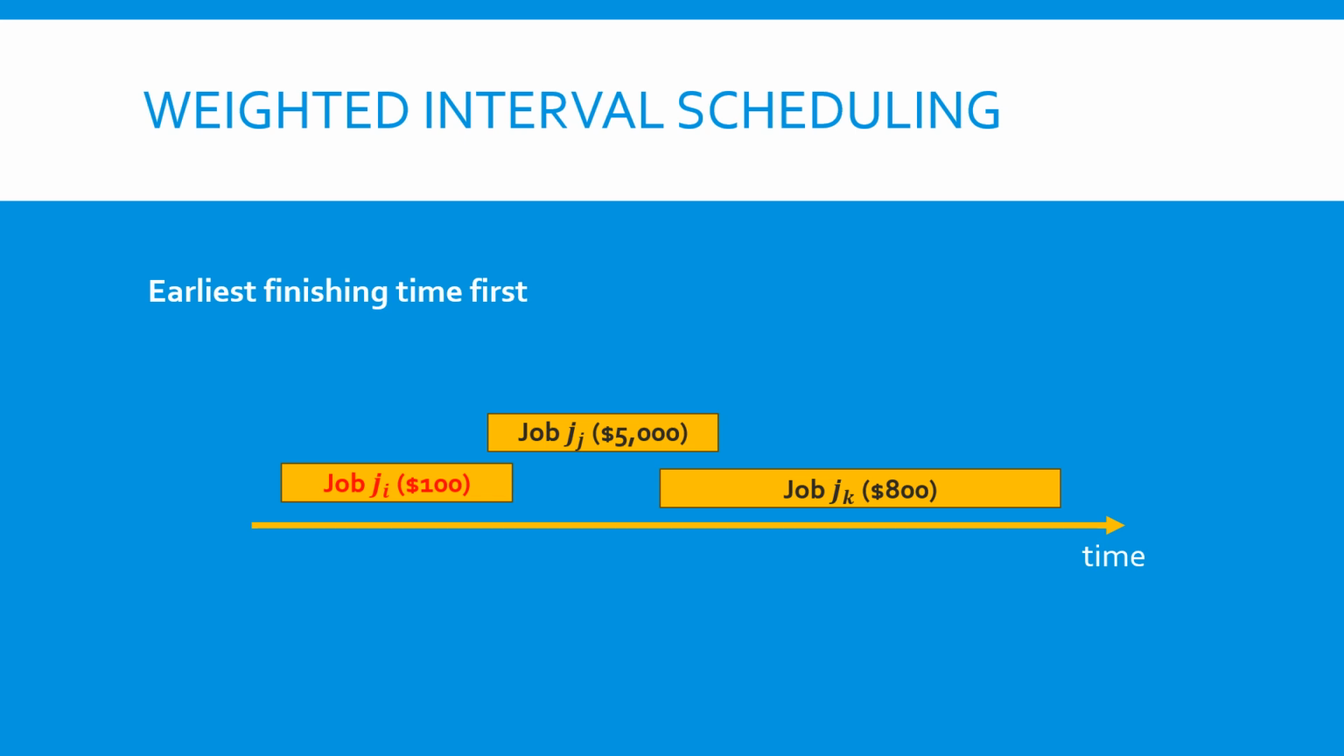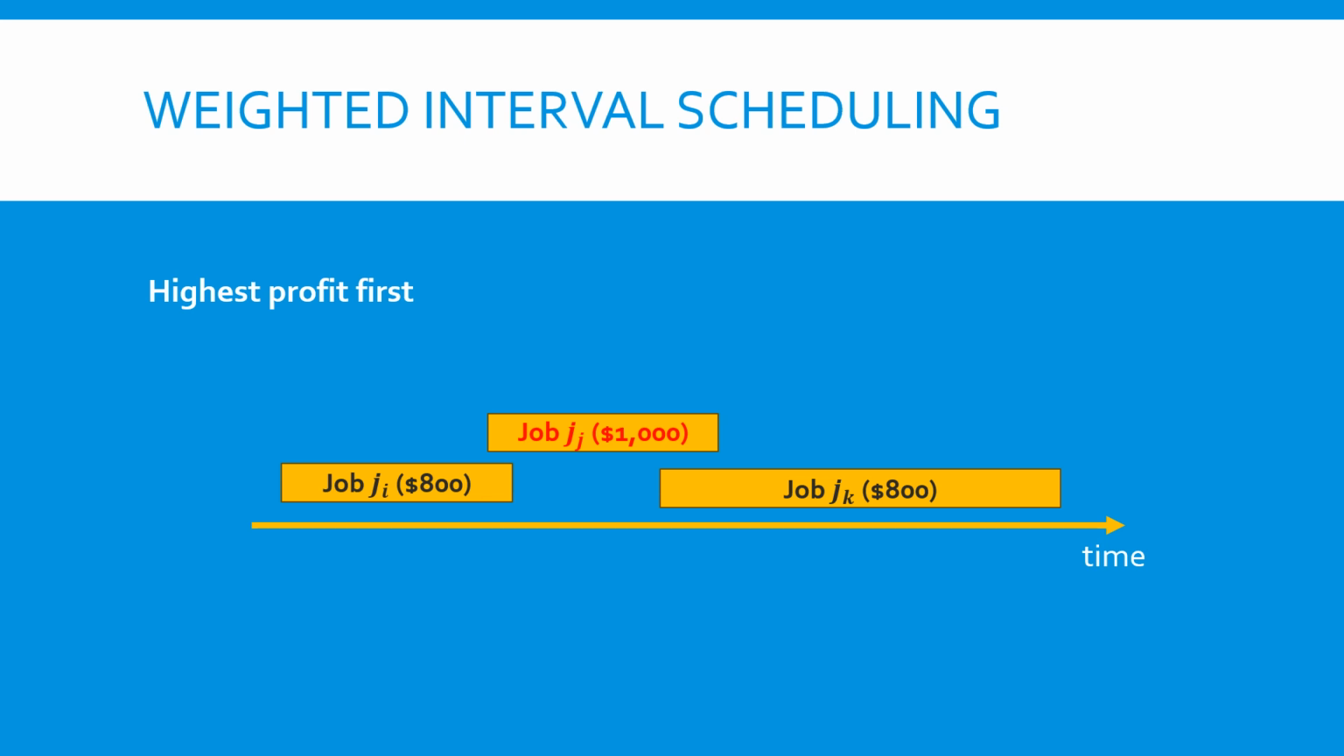Consider the instance shown in the figure. When applying the earliest finish time first criterion, we will schedule Ji because it has the earliest finish time. Scheduling Ji prevents us from scheduling Jj due to the conflict between them. Subsequently, we schedule Jk because it does not conflict with Ji. The resulting total profit is $900, which is smaller than the actual maximum profit of $5,000, which is achieved by scheduling Jj alone.